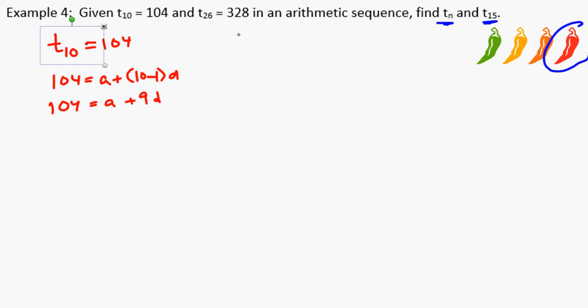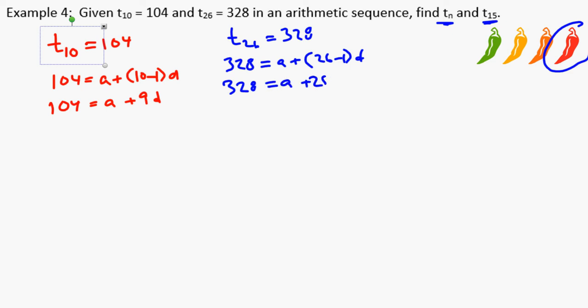Over here, the other side, I know T26 is equal to 328. So I know that 328 is equal to A plus 26 minus 1 D. So 328 is equal to A plus 25D. All right, well, let's stack and attack again because the A's both have a coefficient of 1. So I'll do that down here. So I know that 328 equals A plus 25D, and 104 equals A plus 9D.